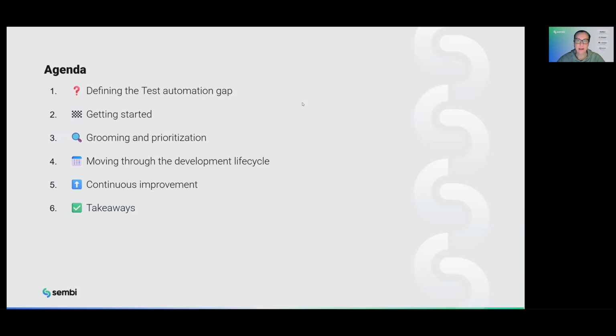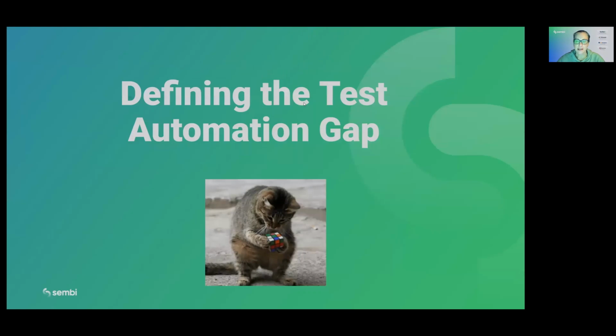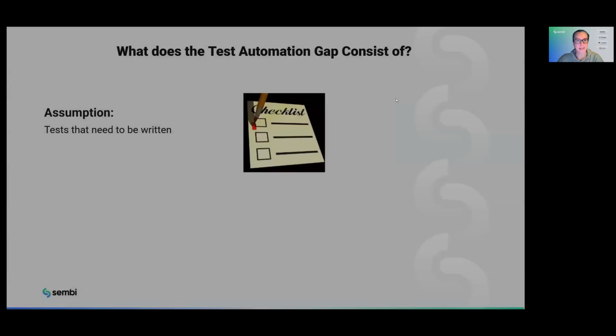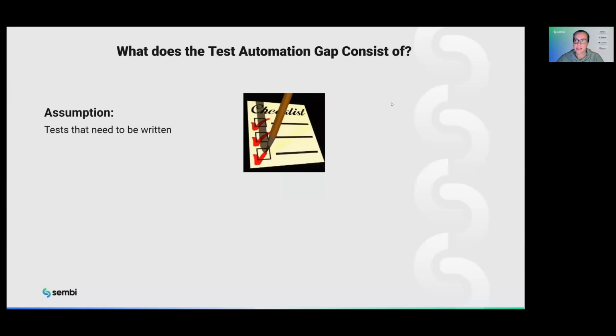Let's talk about the test automation gap. It's a topic very near and dear to my heart. As Jesselyn went over in the agenda, before we can address something, we really need to define it. And pretty much every company I've worked for has defined their test automation gap differently. But as a QA automation engineer, I'm just going to give you my take on it. The assumption is that our test automation gap is tests that need to be written.